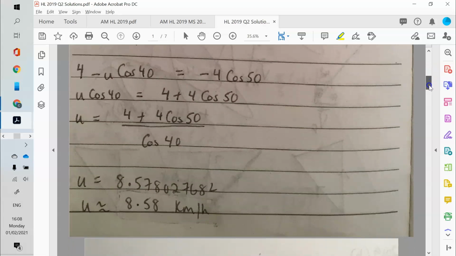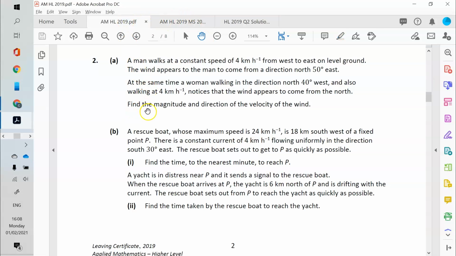So that's what we've done here. We've equated the i parts, and that gives us a formula for u, which we can plug into our calculator, and we figure out u is 8.58 kilometers per hour. We then can consider answering the question that was asked. So the question is asking us for the magnitude and direction of the velocity of the wind, the actual velocity of the wind.